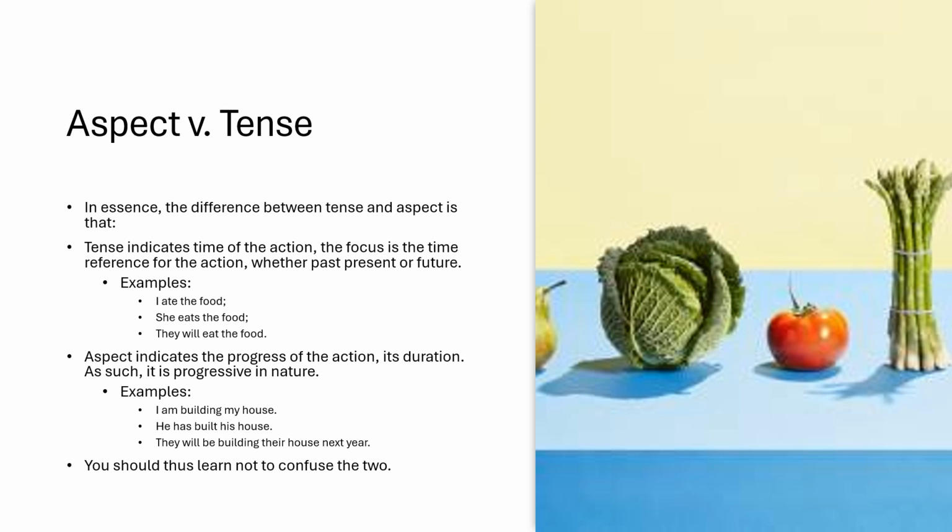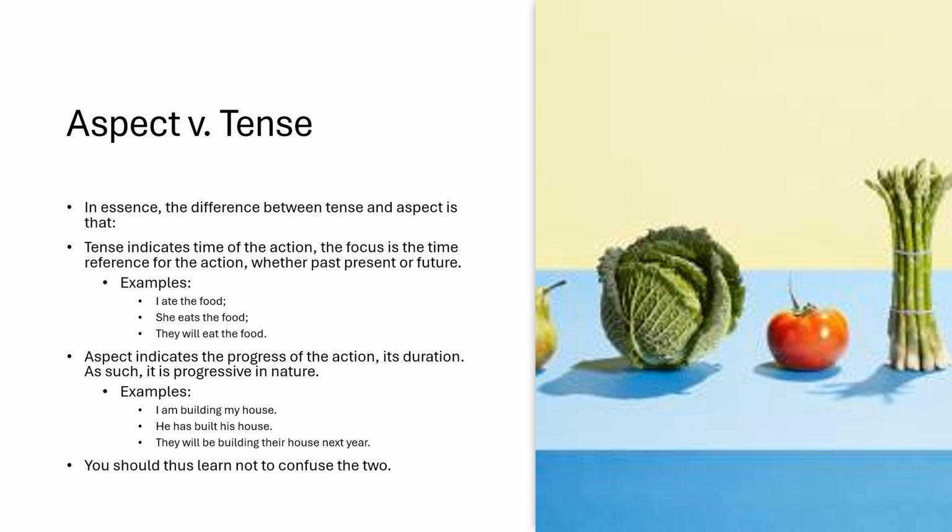In essence, the difference between tense and aspect is that tense indicates the time of the action. The focus is on the time reference for the action, whether it's past, present, or future. Like we have the examples here. I ate the food shows that the food was eaten in the past. The action of eating the food was taken in the past. She eats the food means that probably she's in the habit of eating it, or she's currently eating it. They will eat the food means that sometime in the future, the person will likely perform this action of eating the food.